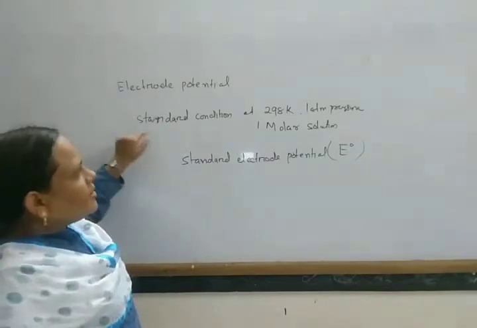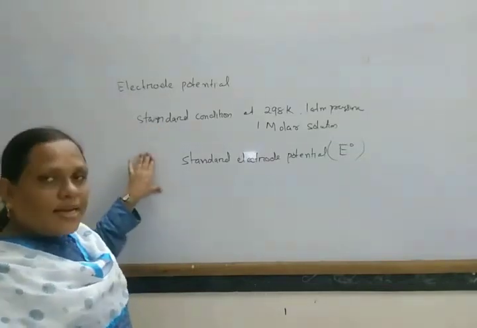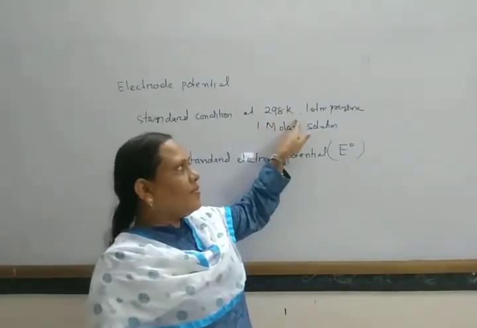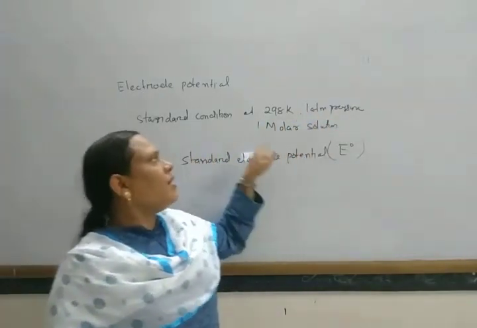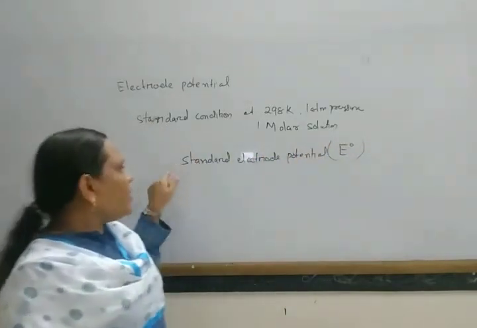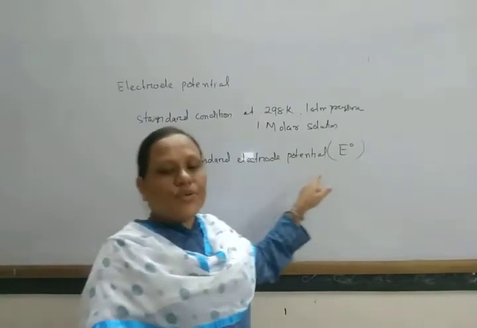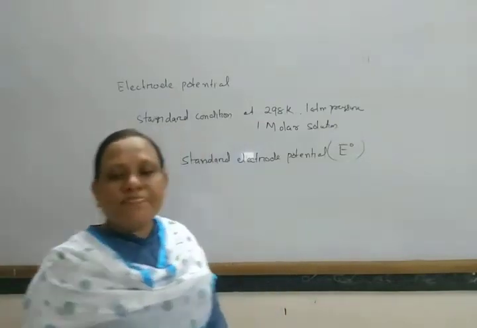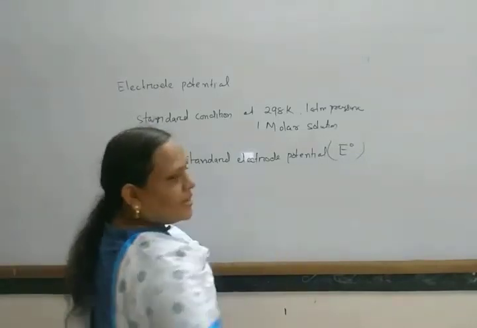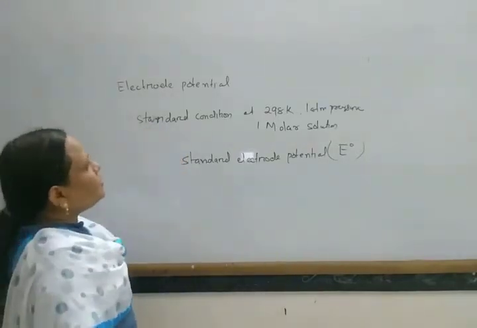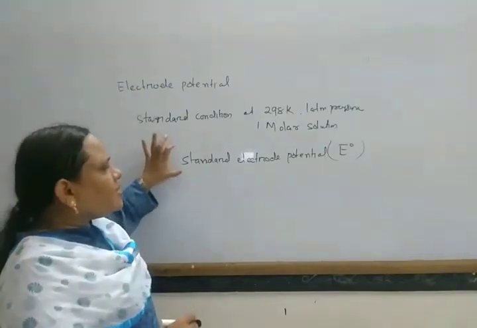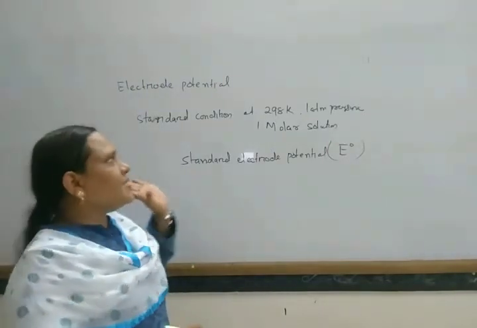Next, standard condition. Electrode potential measured at standard condition, that is at 298 Kelvin, 1 atmospheric pressure and 1 molar solution, is known as standard electrode potential and is represented as E naught. So this is also called standard electrode potential.